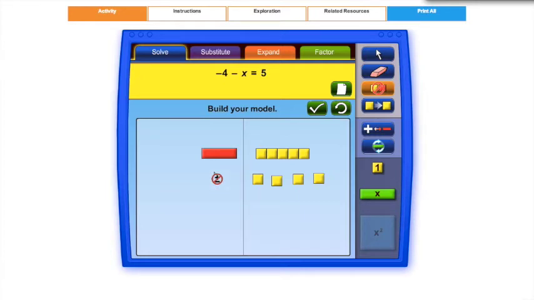Now negative x equals positive 9, I got. So we want to find positive x. So flip. If you flip negative x, it becomes positive x, and if you flip positive 9, it becomes negative 9. So your answer is positive x equals negative 9.